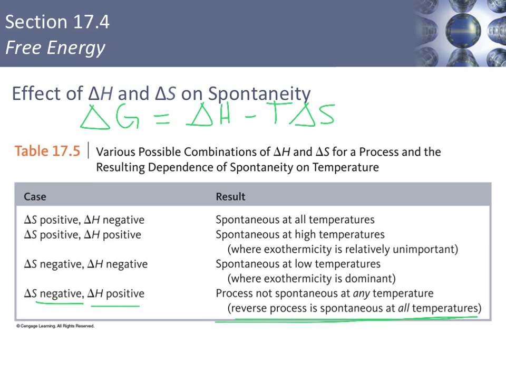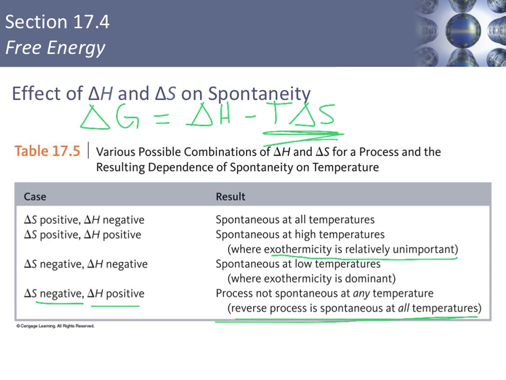Now if we have two positives or two negatives, temperature is really going to play a part here. If we have a positive delta H, can the temperature be high enough to make this term larger than the delta H? And if it is high enough, then we do get a negative delta G and we do get a spontaneous process. Here it says where exothermicity is unimportant. That means where heat being released is unimportant.